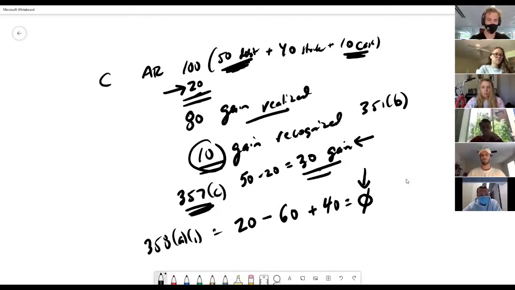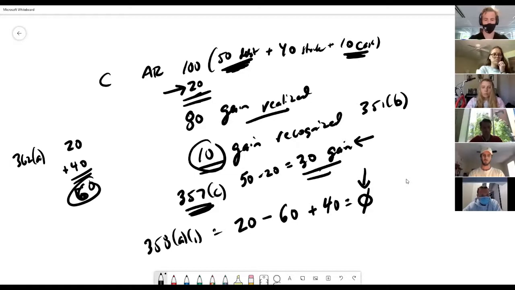What is the corporation's basis in the machinery contributed? 362(a) says it's the carryover basis plus any gain recognized: 60. So the corporation has a basis of 60 in the machinery. Okay? So that's A, B, and C. B had multiple classes of stock. B had a built-in loss, so 362(e)(2) triggered. C had boot and a 357(c) issue.